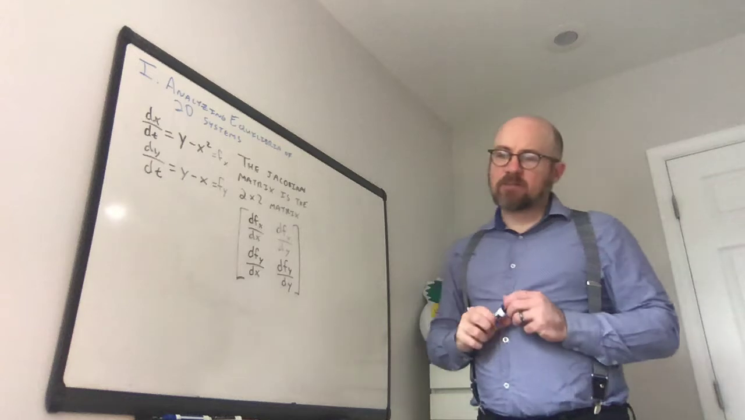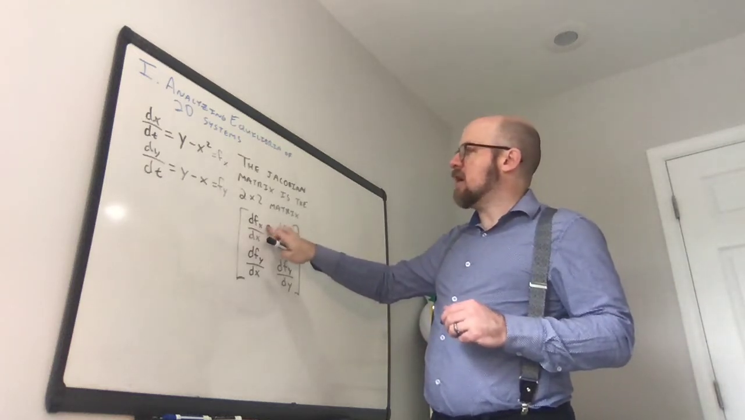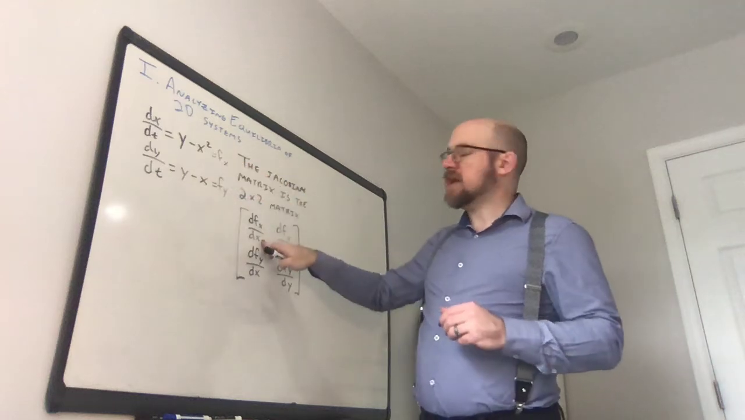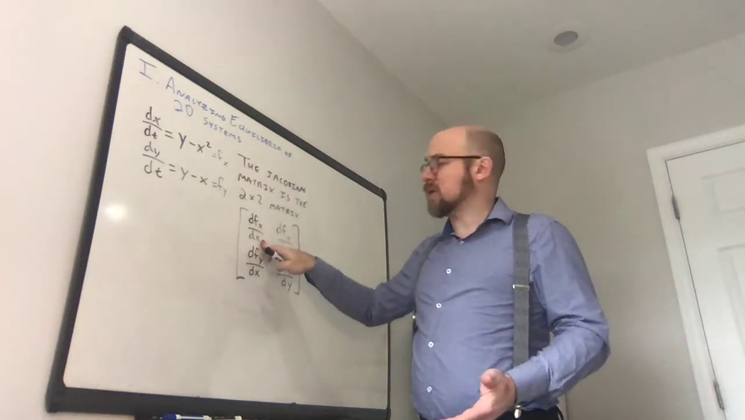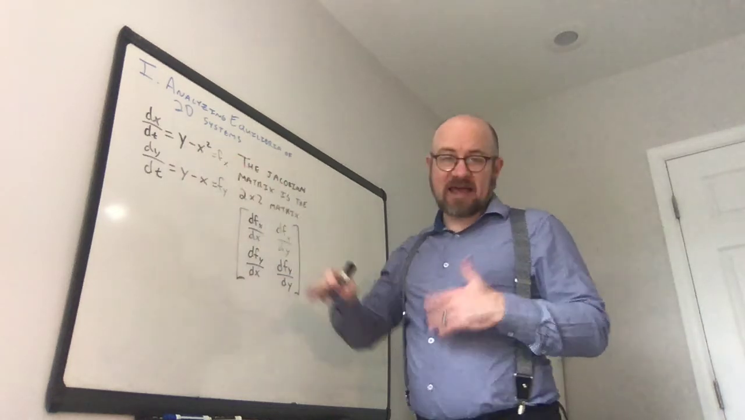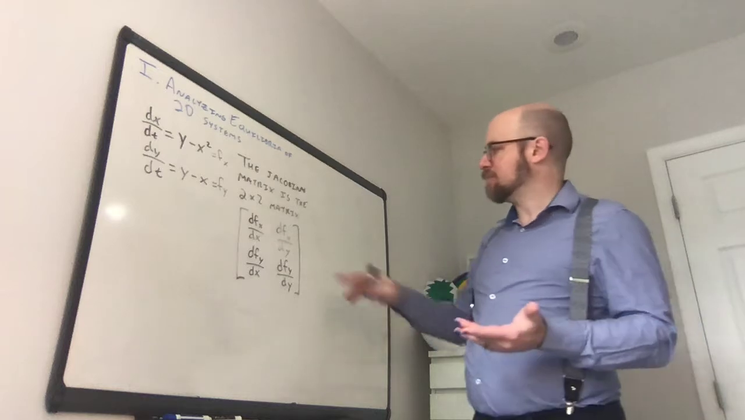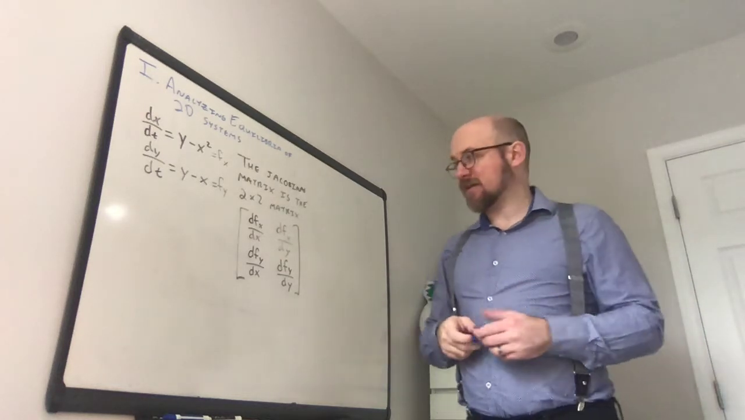Now, if you haven't seen partial derivatives before, all this means is that you take the derivative of this function with respect to x, and you treat everything else as a constant. Okay? So when we're taking the derivative with respect to x, y just acts as a constant. Similarly, if we're taking the derivative with respect to y, x just acts as a constant.